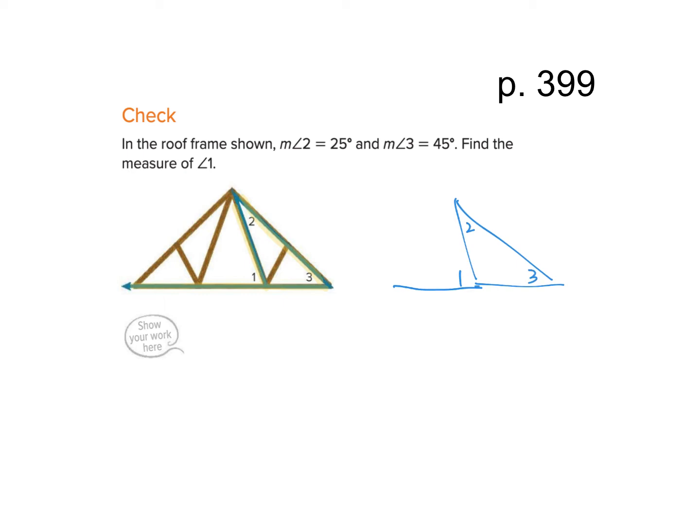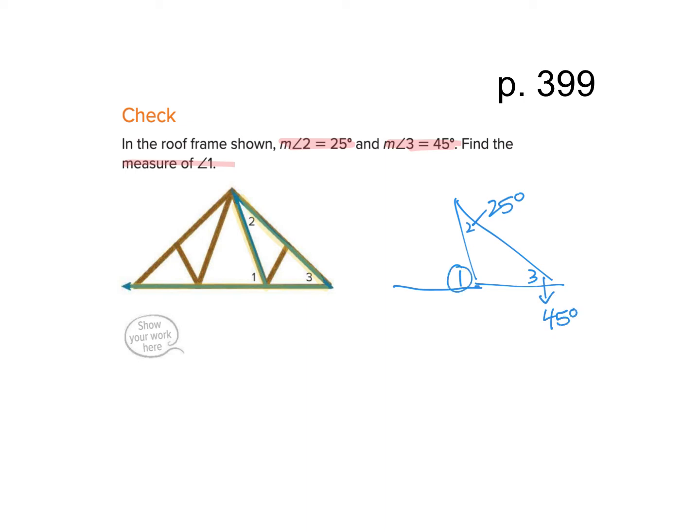Okay, and in the check on this one, it says the measure of angle 2 is 25, 3 is 45. Can you find the measure of angle 1? So I'm going to label those. Angle 2 is 25 degrees. Angle 3 is 45 degrees. Can you find angle 1?